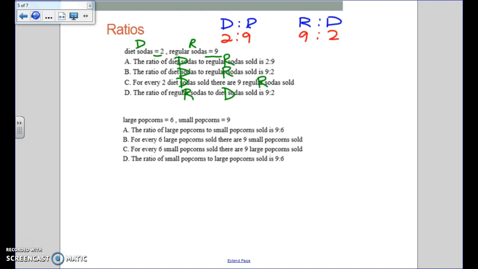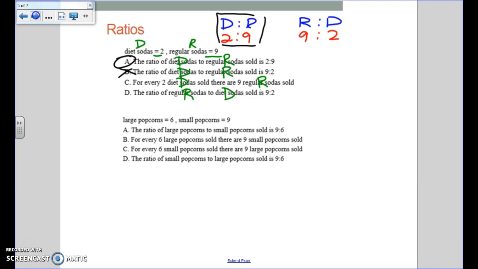And so when I read through these questions, it says the ratio of D to R is 2 to 9. Well, let's see here. Okay, that would make sense. I already wrote that down, so I like A. The ratio of diet sodas to regular sodas is 9 to 2. Okay, well, I disagree with that because diet comes first and regular comes second. It should be 2 to 9, so B is out.